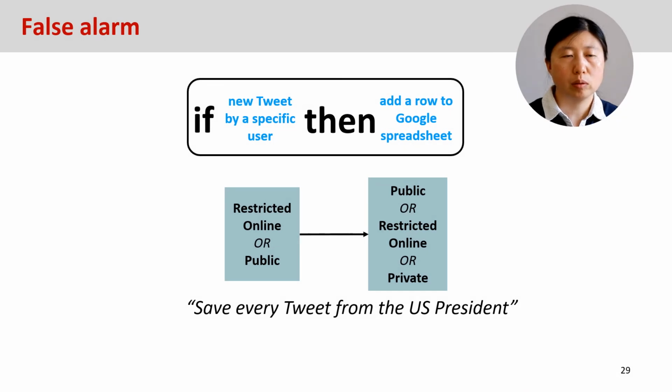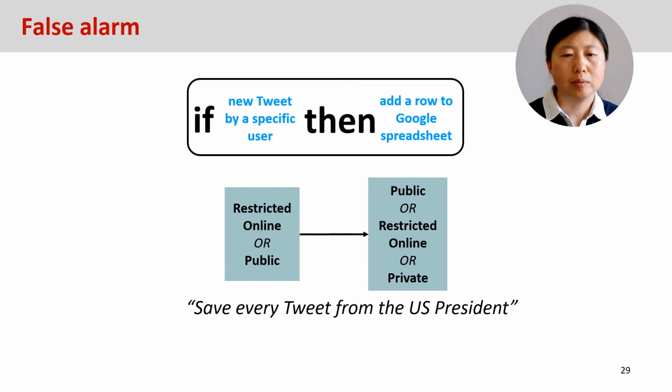So the answer is no. Here's an example. This applet said, if new tweet by a specific person, then add a row to Google Sheet. Our analysis would mark the tweet by a specific user as being restricted online or public, because we don't know the setting of that tweet. For the action, our tool would flag it as being public or restricted online or private. This also depends on the Google Sheets sharing setting.